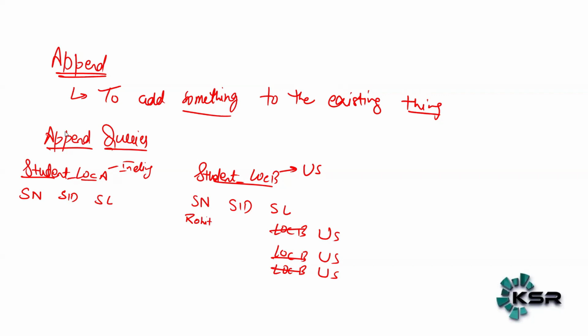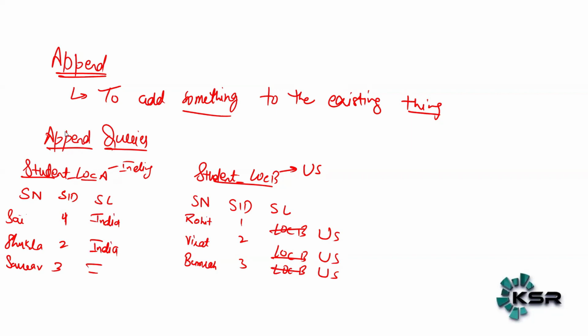Rohit, Virat, and Bumrah, with IDs 1, 2, 3. So here the student names can be Sai, Shukla, Saurav. The ID also can be anything. And here it is India, India, India. So now if you want to combine these two tables, what are the options that you have?